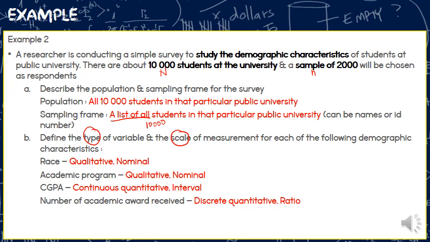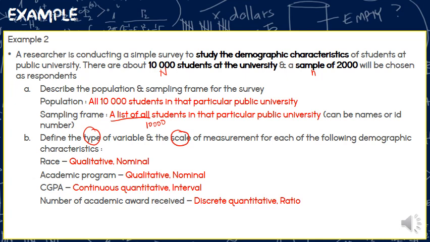So race. Race ni categorical data, qualitative variable. You tak boleh nak rank, nak susun race tu daripada dalam tertib menaik atau menurun. So kalau tak boleh susun, tak boleh rank, dia jadi nominal scale. Academic program. Okay. So programs juga adalah categorical data. That's why dia qualitative variable. You juga tak boleh nak rank academic program. Mana dulu, mana kemudian. Tak boleh. That's why dia nominal scale.